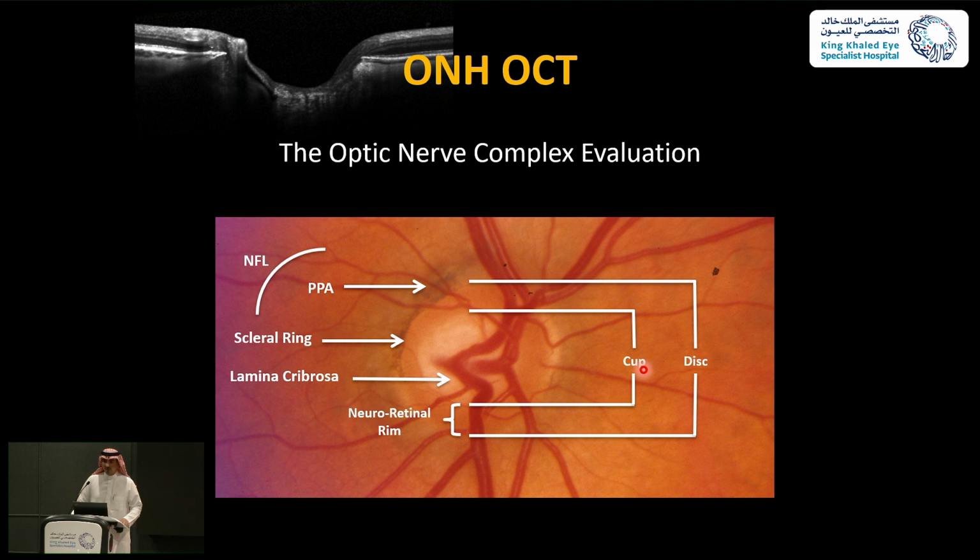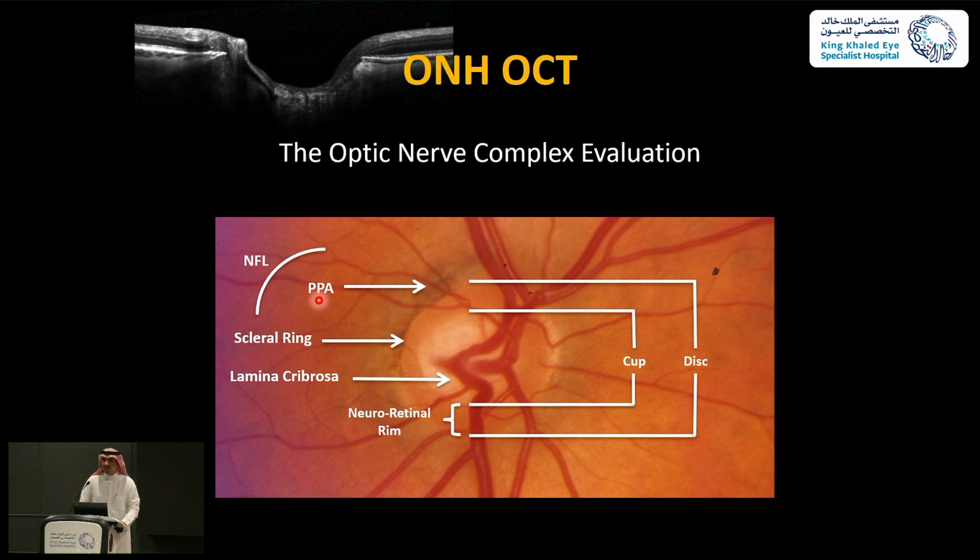Now, before we go over the optic nerve head OCT, we need to understand what the optic nerve head evaluation constitutes. What does it consist of? Whenever you want to evaluate the optic nerve head, you need to understand certain components. You need to know that you have a neuroretinal rim. You need to know that you have a cup that you need to measure and assess. You have the lamina cribrosa that you can sometimes assess or comment on its depth and exposed pores. And you have the scleral ring, peripapillary atrophy, and nerve fiber layer. So that's what we can see as clinicians.